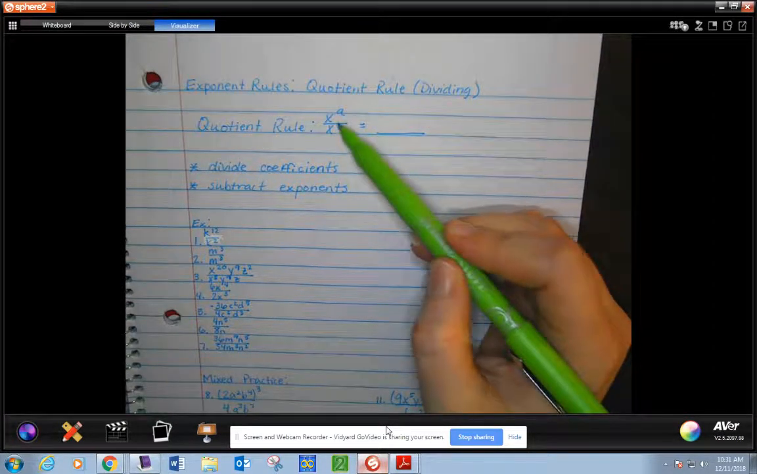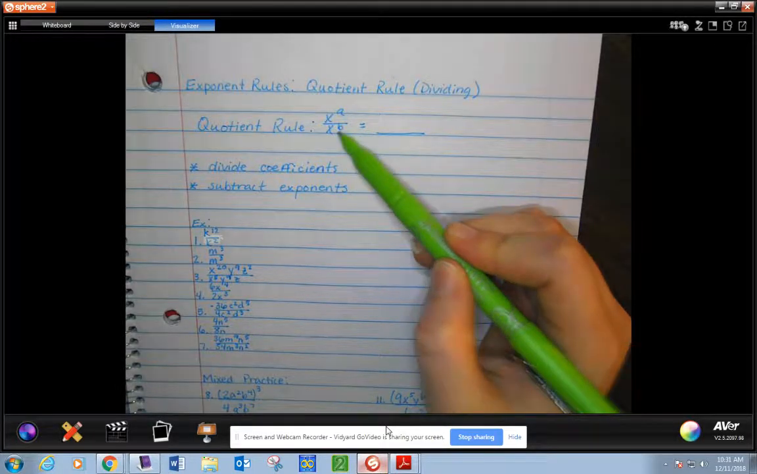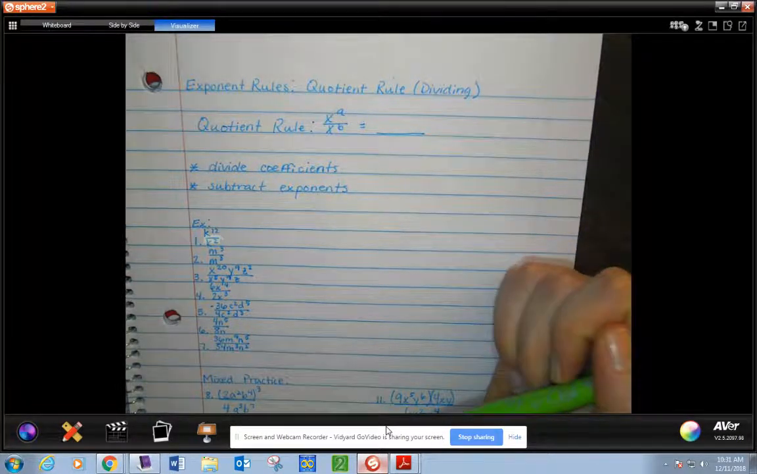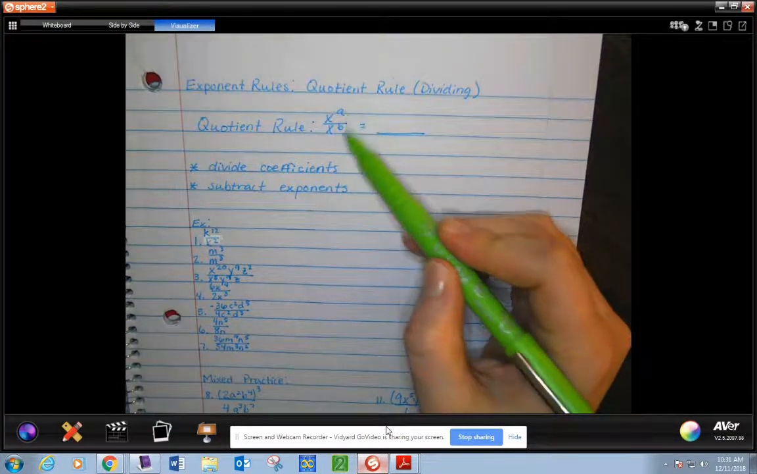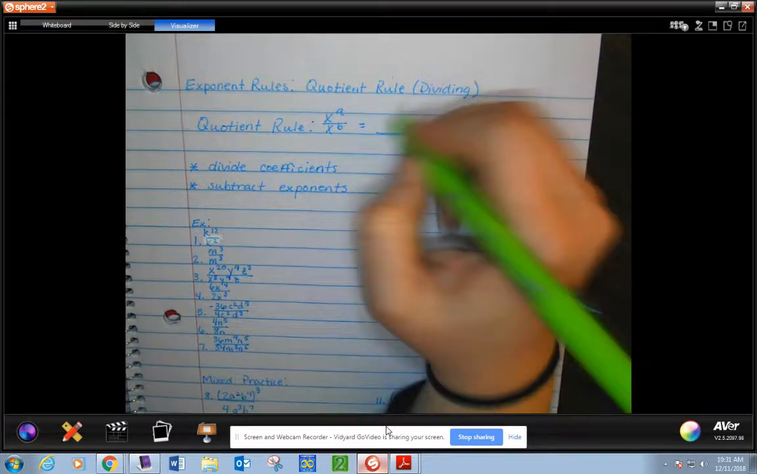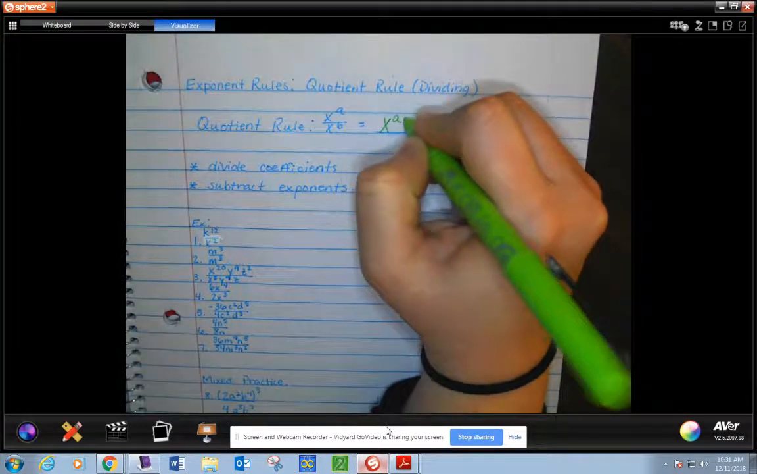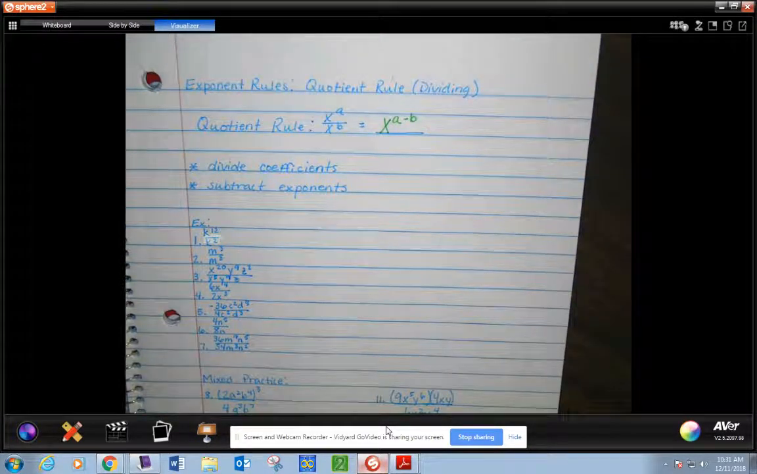But the quotient rule, which just means dividing, is like your rule: x to the a divided by x to the b. So when we're dividing, it's the opposite of multiplication. When we were multiplying, we added the exponents. So when you're dividing, you are going to subtract the exponents. So a minus b.